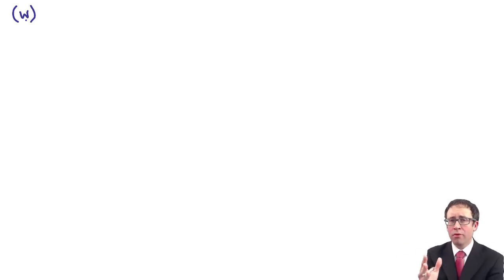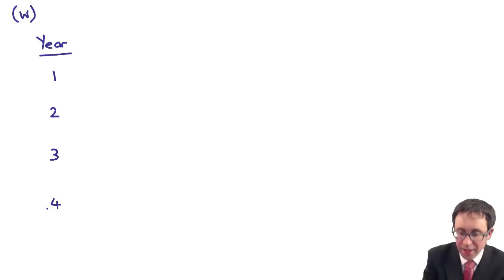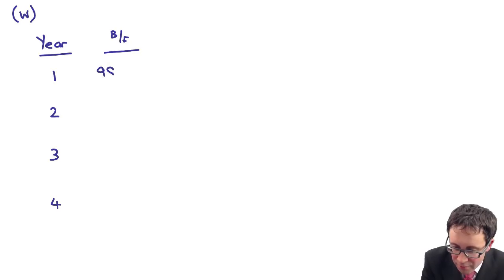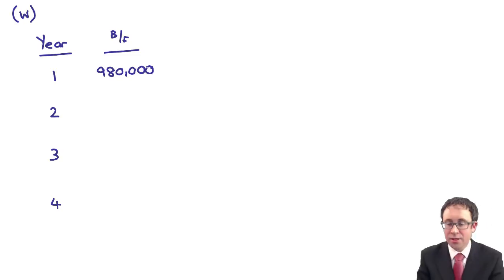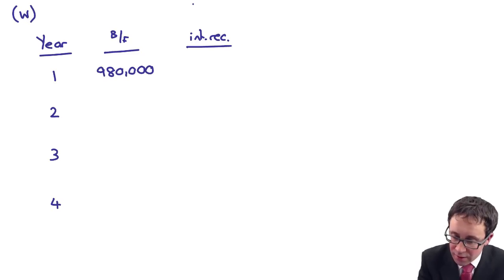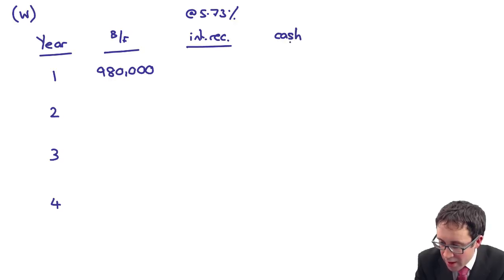We're going to adopt a column approach where there's going to be five columns. So the first column is the year, so year one, year two, year three, and year four. We then look at the brought forward figure. So I'll kick that off straight away. The value of the investment initially is $980,000. We then look at things in chronological order. We're going to look at the interest received at the 5.73%. That will accrue over the year before you then have the cash.